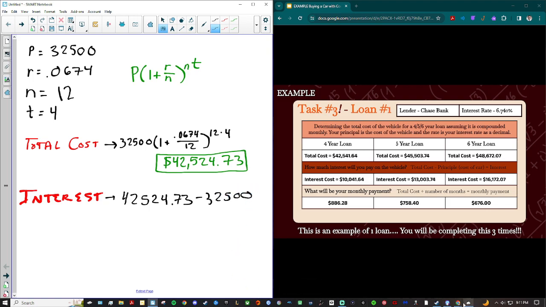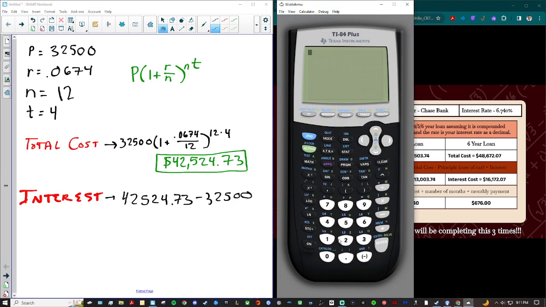Okay, so I'm going to pull up my calculator. 42,524.73 minus 32,500. Okay, click enter, and this is my interest. So my total interest is going to be $10,024.73. So this is my interest. Okay, that's what goes in the second box.